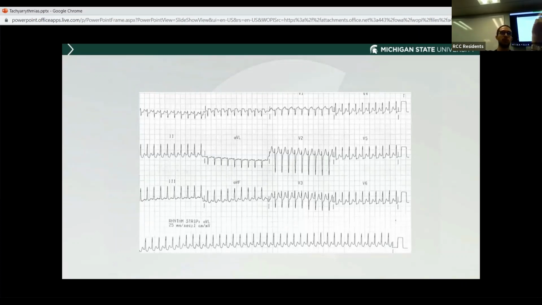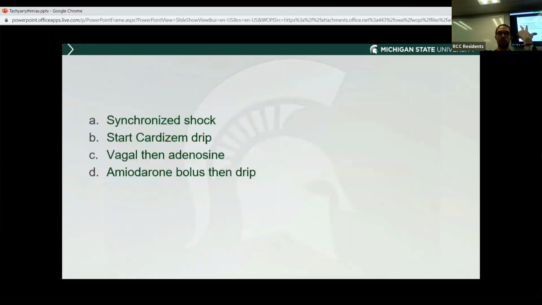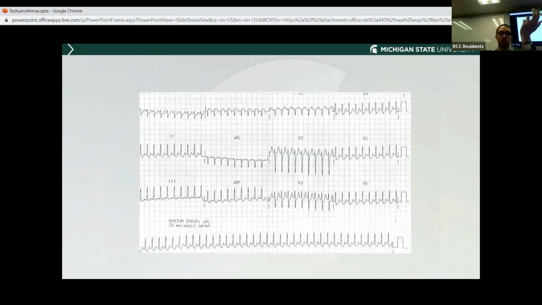So heart rate above 100, so this is tachycardia. Narrow complex. Regular RR interval. So at this point, yes, it's not sinus, but the heart rate is very, very high. It's almost 220 or above. So maybe you have a P wave that's masked under the QRS.